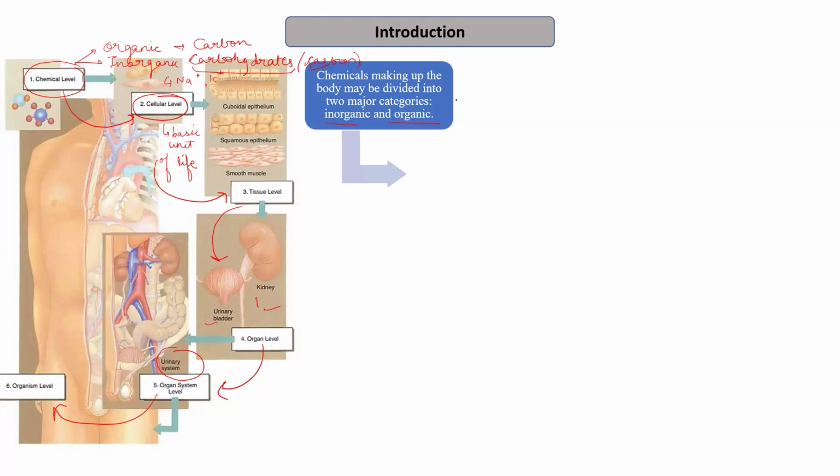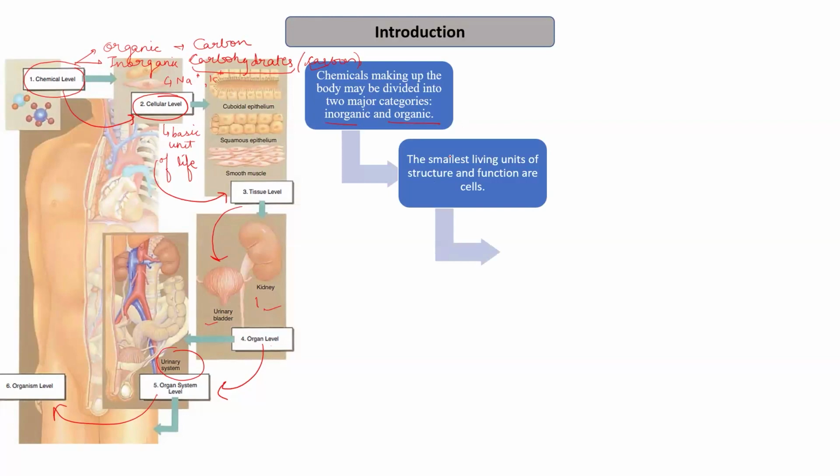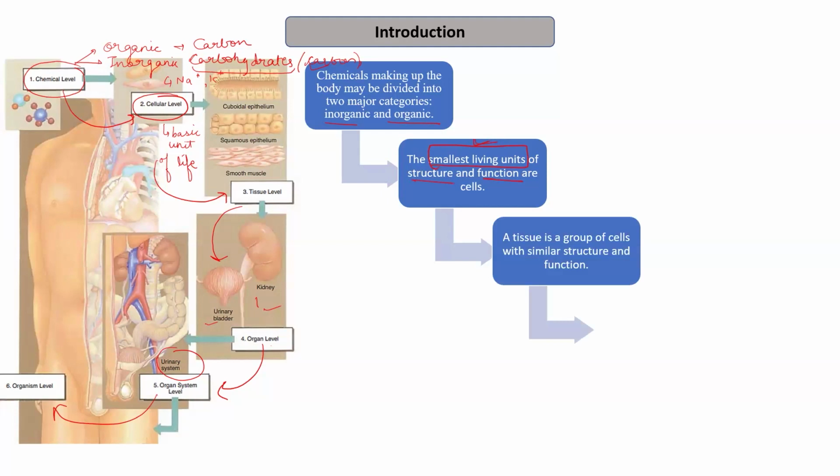Then we have the next level of organization, which is the cells. The cells are the smallest living units that can perform independent functions. They are the smallest unit that have a particular structure and function. Then we have a tissue. A tissue is a group of cells with similar structure and function.